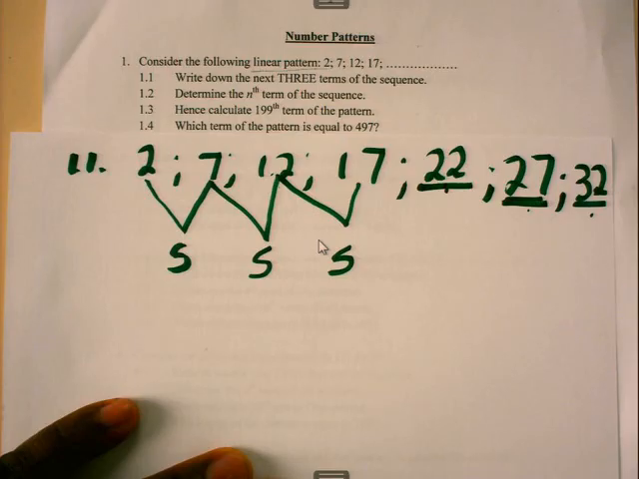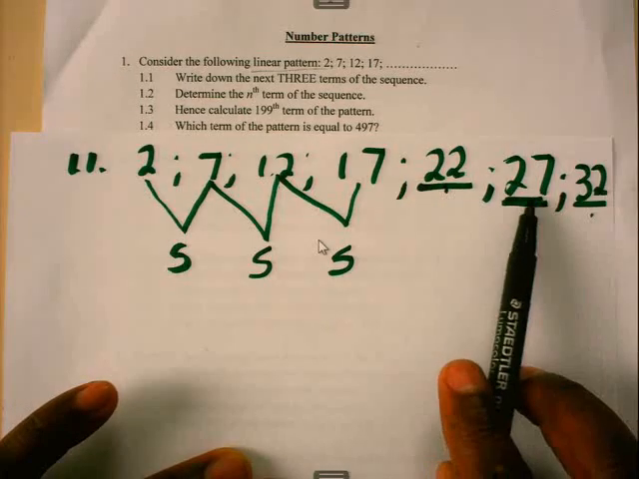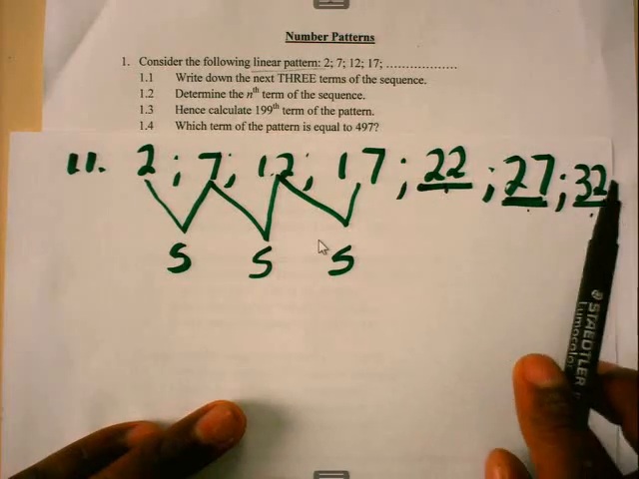The first question states, write down the next 3 terms of the sequence. Because it is a linear number pattern, the first difference is common. So in this case, the first difference is 5. So to determine the next term, you just add 5. 17 plus 5 gives us 22. 22 plus 5 gives us 27. 27 plus 5 gives us 32.